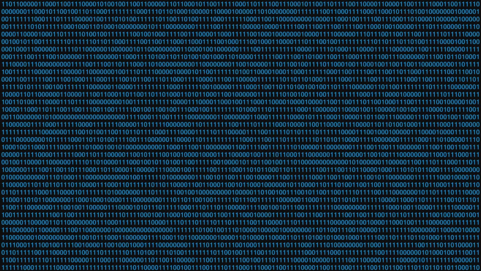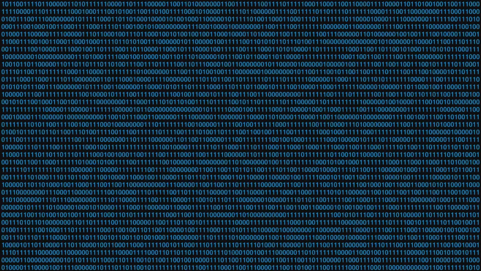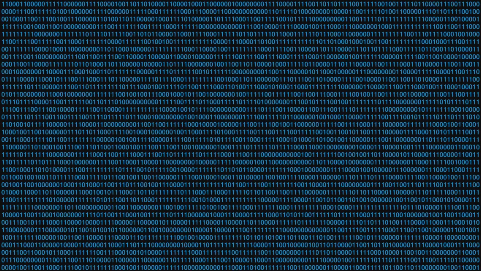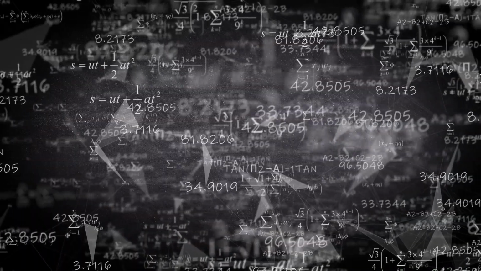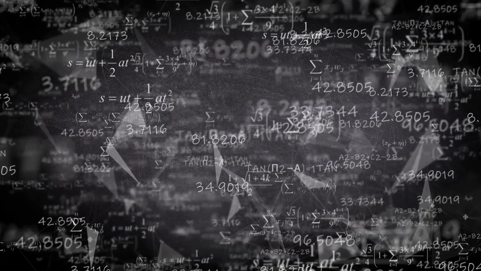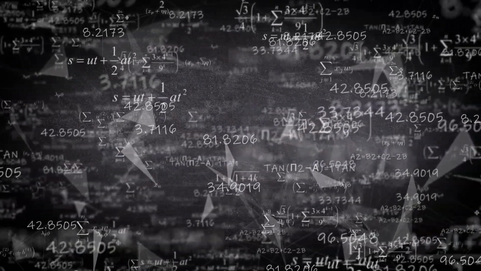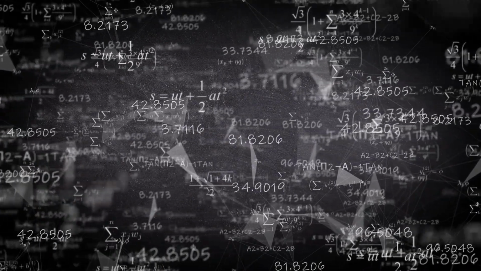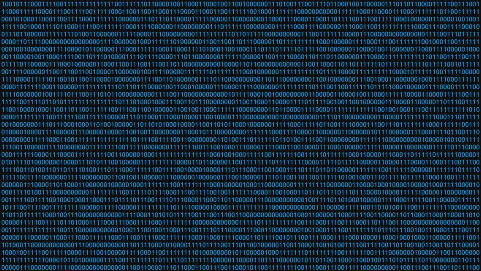Subtraction of binary matrices is also straightforward. We simply subtract corresponding elements in the same way we added them. However, in binary, there's no such thing as negative numbers. So if you end up with a negative result, you'll need to borrow from the next higher order, much like you would in decimal subtraction.